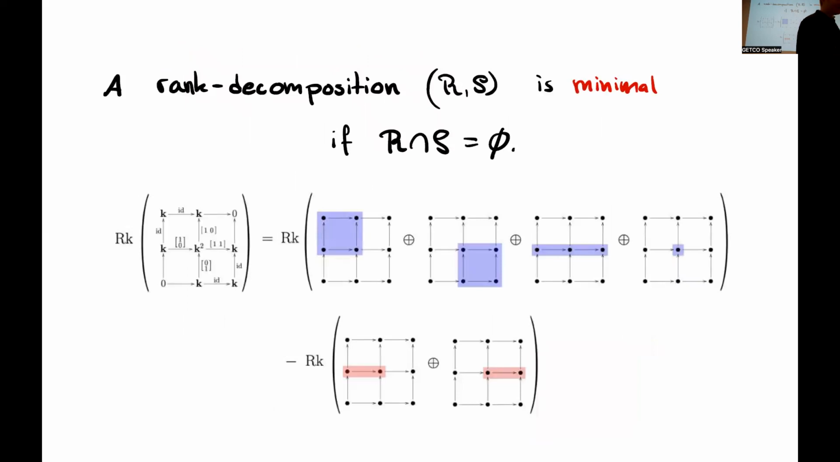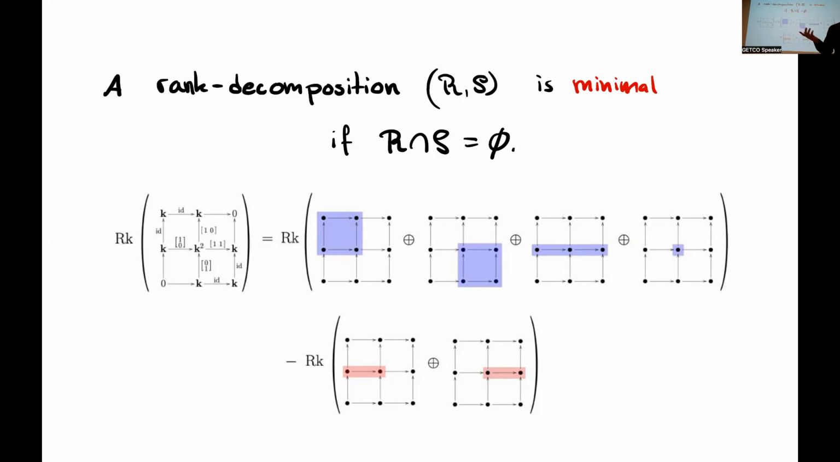And now we say that the rank decomposition is minimal if R and S have no common rectangles, because obviously we're not going to have uniqueness if you allow R and S to have the same rectangle, because then they will just cancel each other.